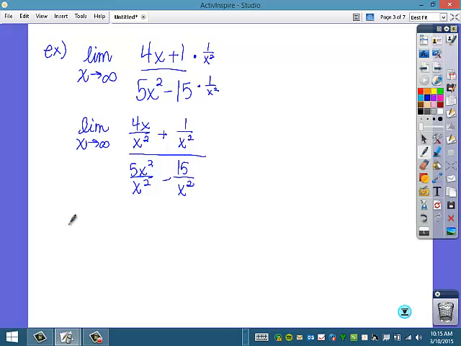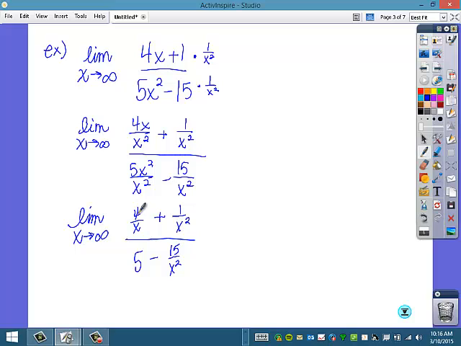So now I can reduce. The limit as x approaches infinity of 4 over x plus 1 over x squared, over, the x squared cancels out, 5 minus 15 over x squared. So now all three of these things look like what we just talked about for our special property of infinite limits.